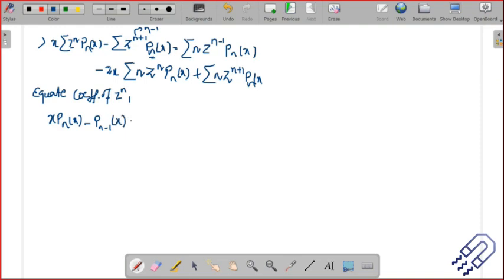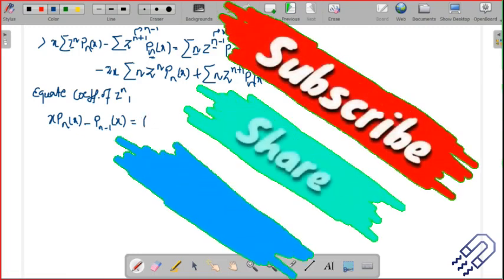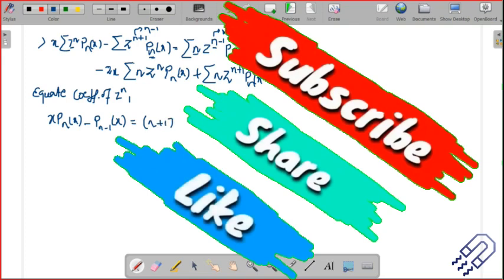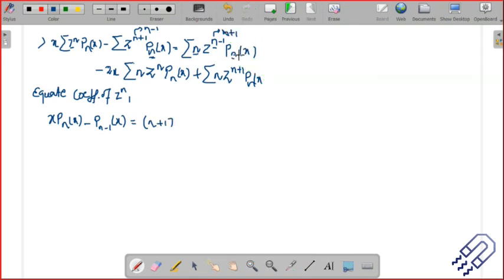You should understand this. Next, we have here z to the power n minus 1. I need the coefficient of z to the power n. So if I put n plus 1 in place of n, I will get this as z to the power n. So if this is n plus 1, this should also be n plus 1, and this should also be n plus 1, right? So here I should put n plus 1. So this would become n plus 1 into p n plus 1 x.